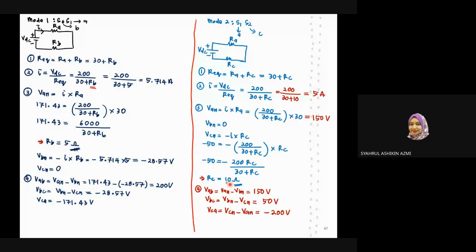Okay, what is next? You will be able to solve for your RC. RC, you get 10 ohm. Once you already know this information, put this back in your current equation as well as in your VAN equation to find the corresponding values. Right, so your VAB will be equal to 150, VBC will be equal to 50 volt, and your VCA will be equal to negative.